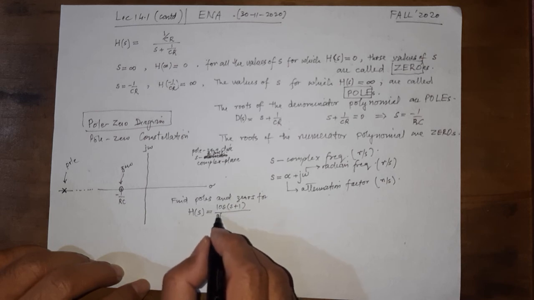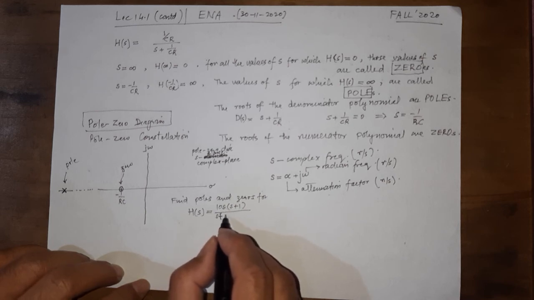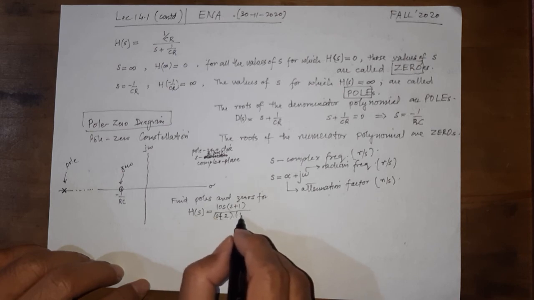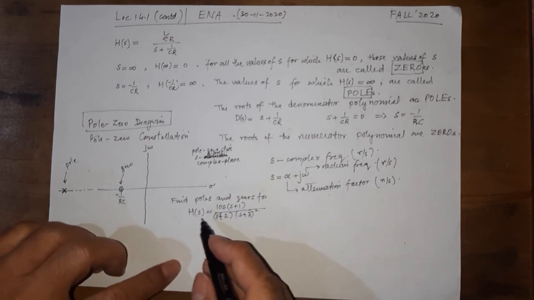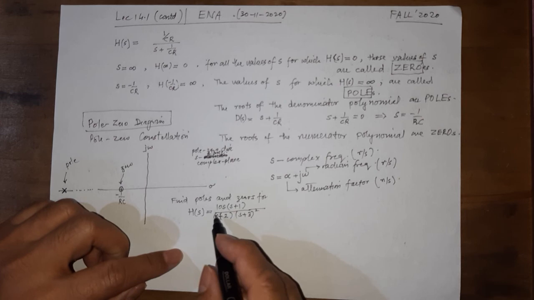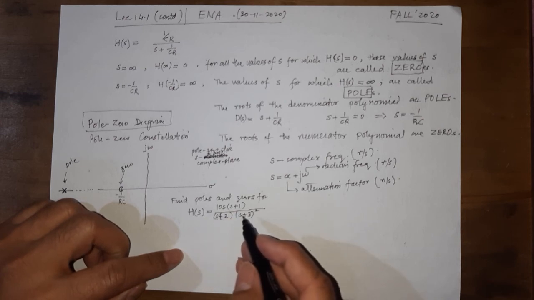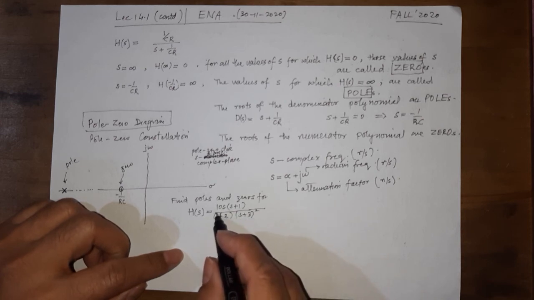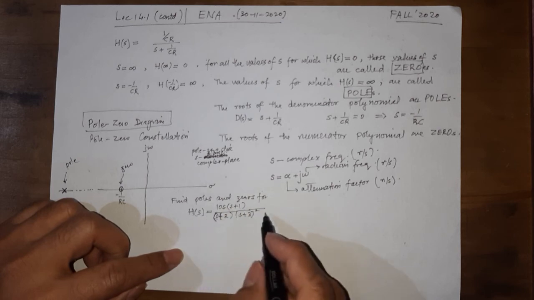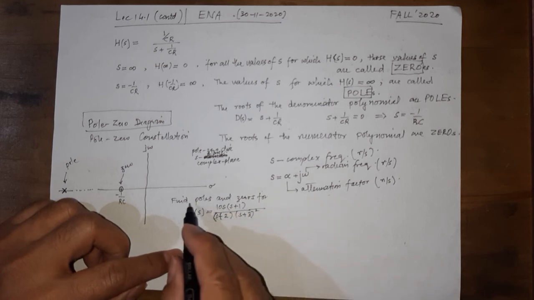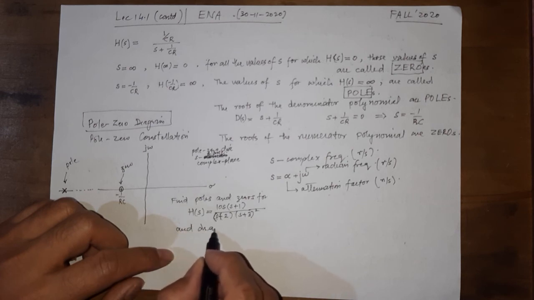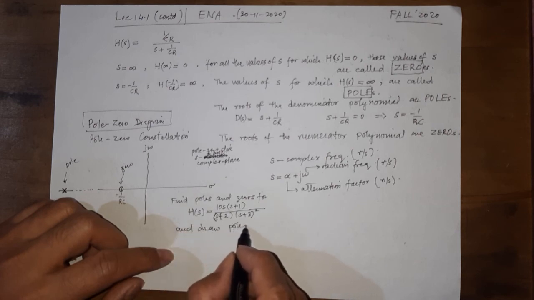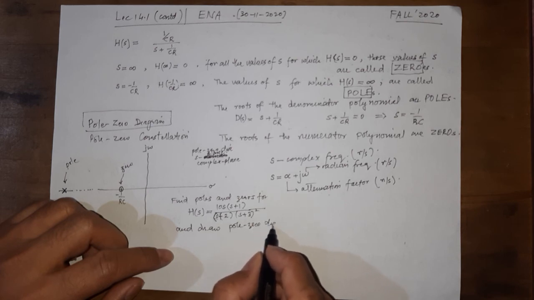S cannot occur in both denominator and numerator. Say s plus 2 into s plus 3 square. Suppose this is a general transfer function, a complicated one. How we have arrived at this is not of importance right now. Suppose this is a transfer function and you are asked to find the poles and zeros for this and draw a pole zero diagram.